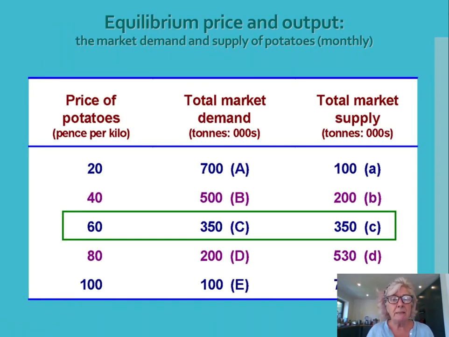So we've looked at diagrams. This is just a tabular version of the diagram. This is our demand schedule, and this shows us very clearly that when demand and supply are equal, that is our equilibrium price. So at a price of 60 pence, that is where demand is 350,000 tonnes and supply is also 350,000 tonnes. Every potato that is supplied to the market is demanded by consumers at that price, and that is the price where the market will settle.